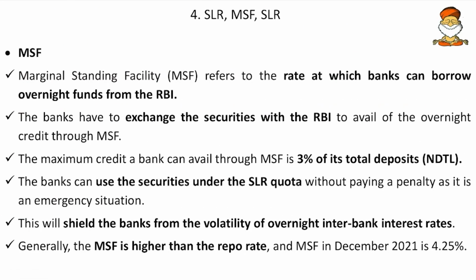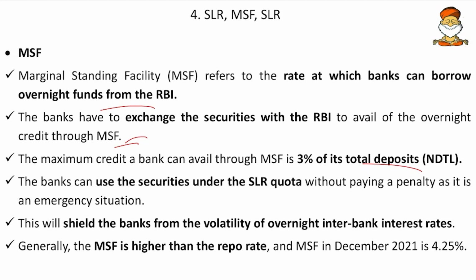Then come to next, the marginal standing facility. That refers to the rate at which the banks can borrow overnight funds from RBI. So it is an overnight emergency, and the banks have to exchange the securities with RBI to avail of the overnight credits. The banks have to pledge government bonds or any other securities so that they can take the loans, and the maximum credit a bank can avail through the marginal standing facility is 3% of the total deposits. So this is the quota. Only this much they can take, and that too by pledging the bonds.